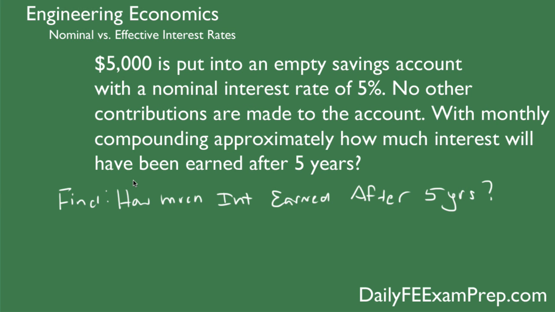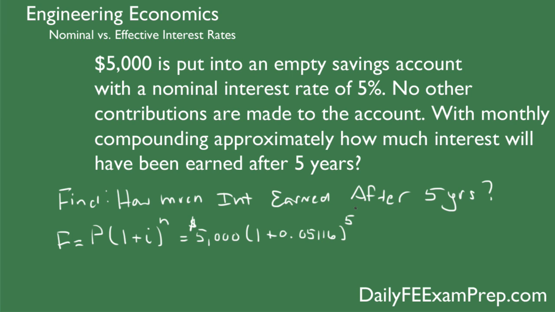We want to convert our present value to the future value. So F is equal to P times 1 plus our effective interest rate raised to the number of compounding periods, which equals $5,000 times 1 plus 0.05116 raised to the number 5.